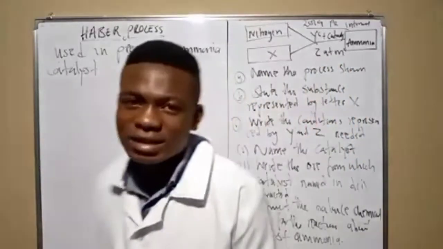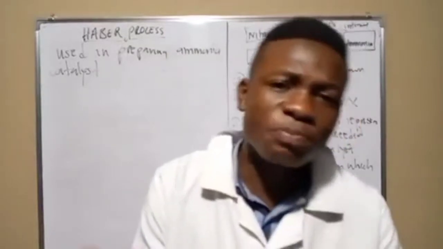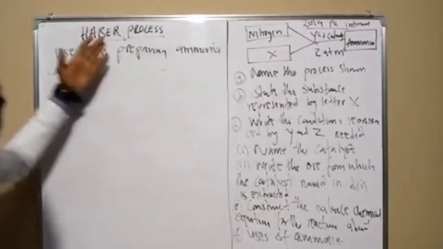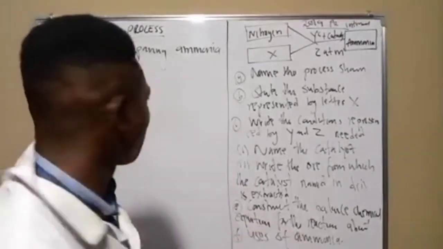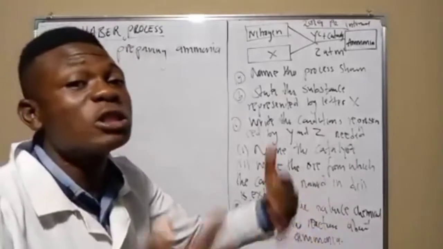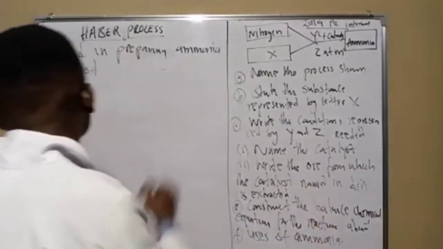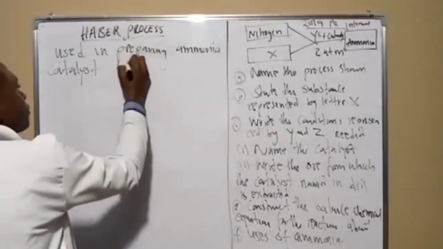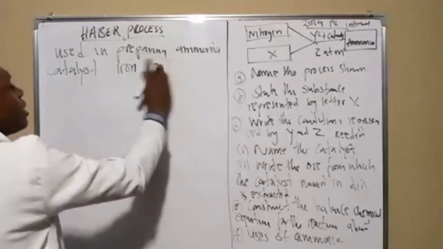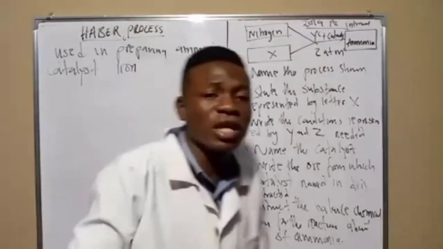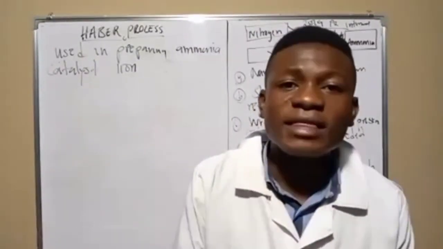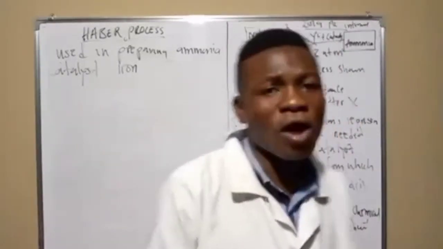So a catalyst is anything that speeds up the rate of a chemical reaction. The Haber process is a process of preparing ammonia by using a catalyst to speed up the chemical reaction. Iron is the catalyst that is used in the preparation of ammonia.